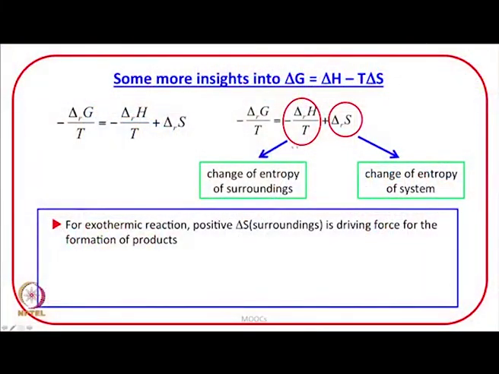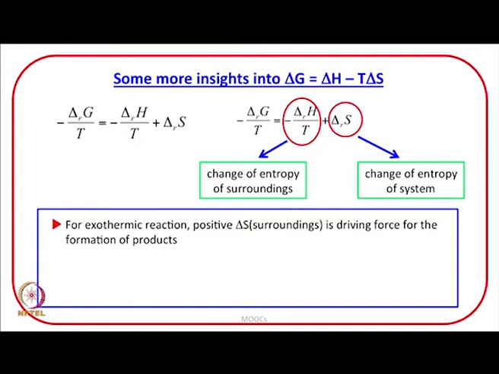Right? So what we have discussed is, for an exothermic reaction, the increase in entropy of the surroundings is one of the major driving forces for the formation of product. And now let's go back again to the slide. If we look at this surroundings part, the temperature comes in the denominator. And therefore, when you increase the temperature, the favorable contribution, the increase in entropy of the surroundings, goes down.